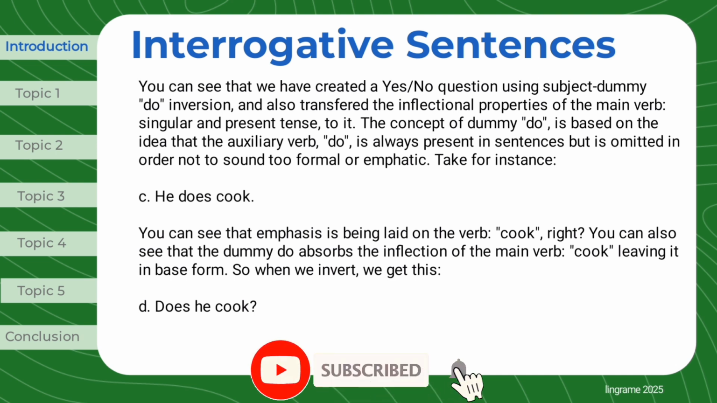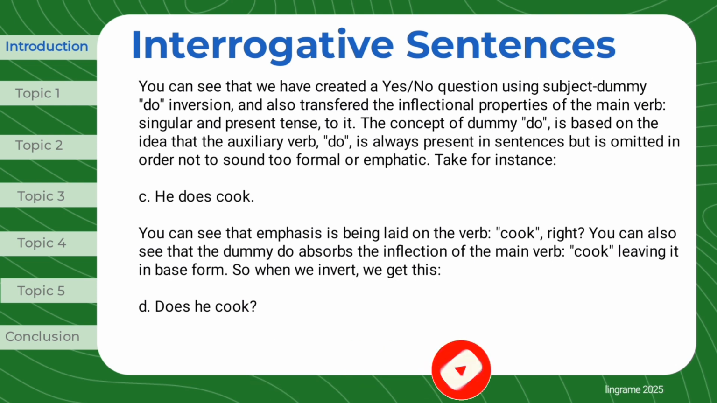Take for instance, he does cook. You can see that emphasis is being laid on the verb, cook, right? You can also see that the dummy do absorbs the inflection of the main verb, cook, leaving it in base form. So when we invert, we get this, does he cook?